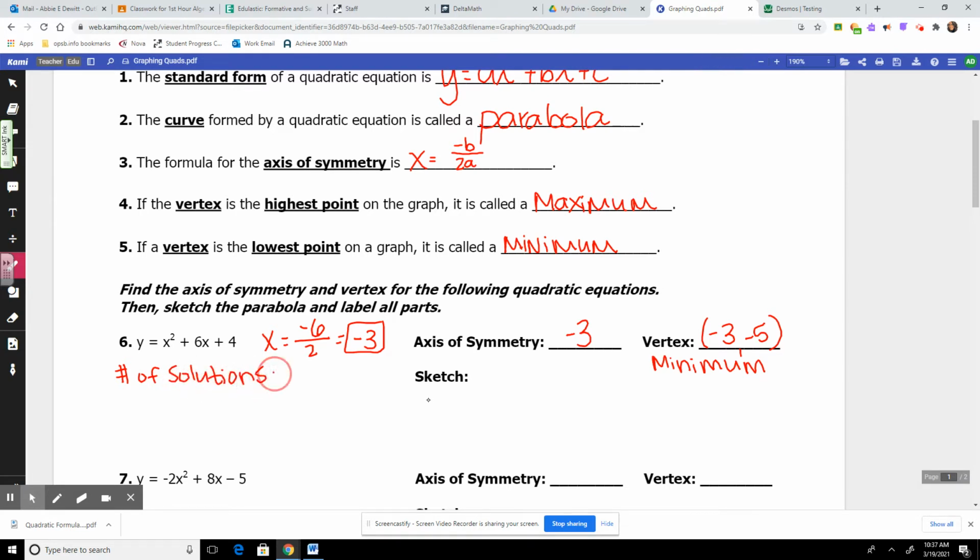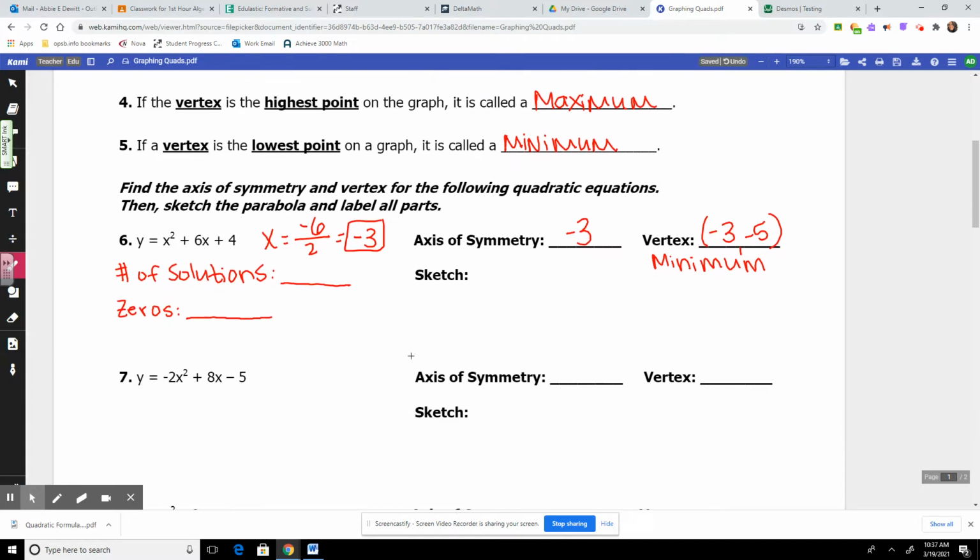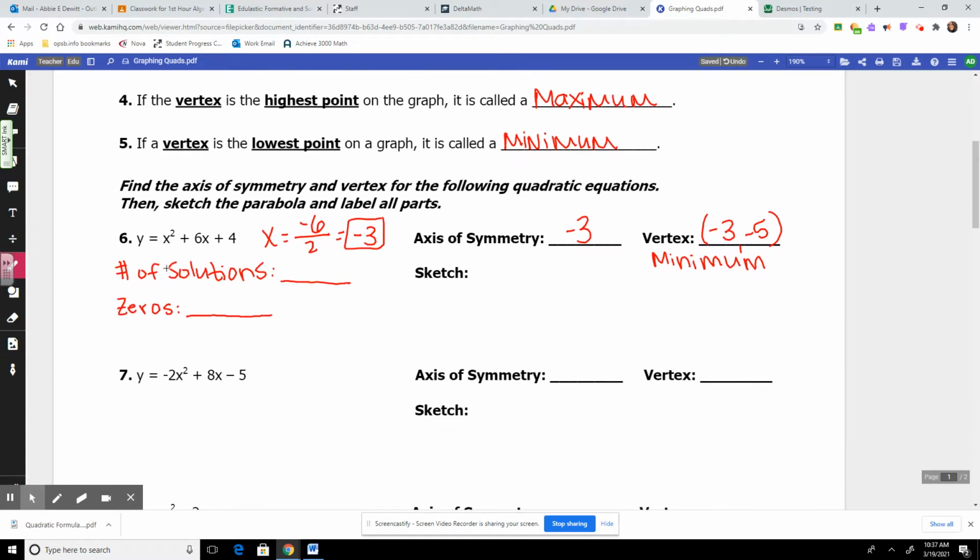and the zeros. This is something extra that I'm adding here because I'm kind of teaching 2 lessons in one. Okay. So if you got the paper in class, I already wrote this for you, but those VIP students that are using the PDF version, this is not written for you. So the number of solutions and the zeros, what does that mean?